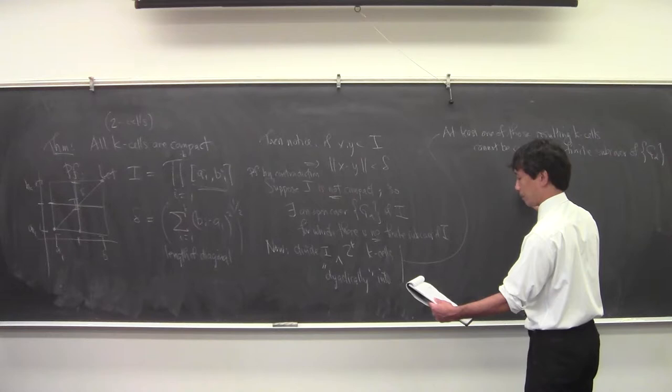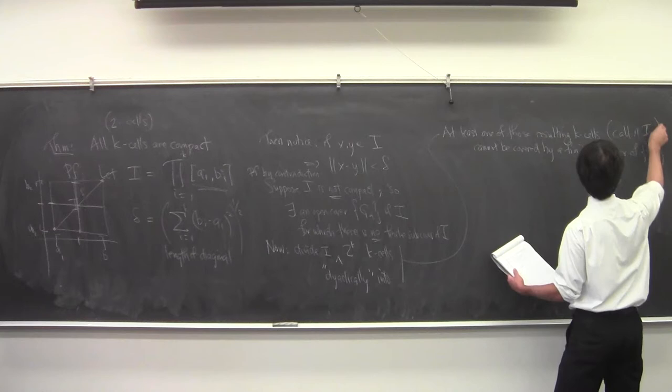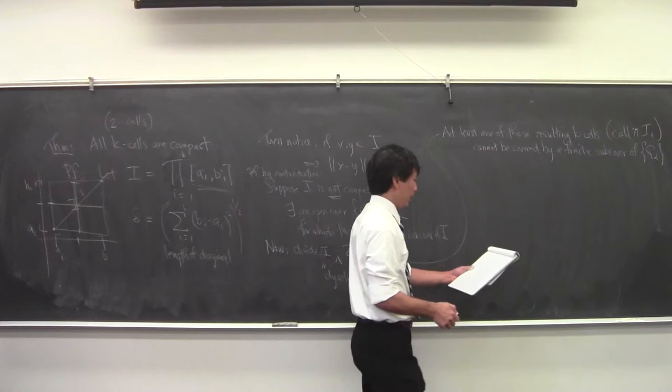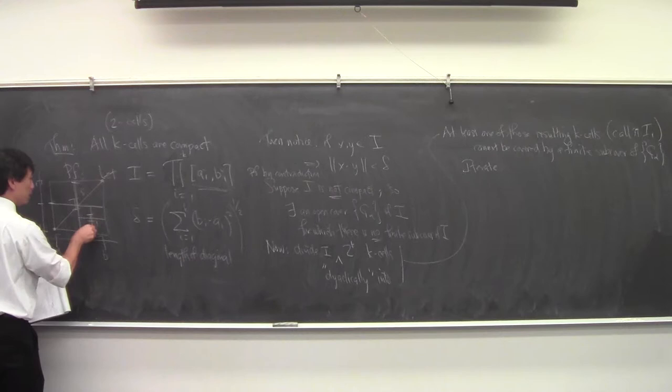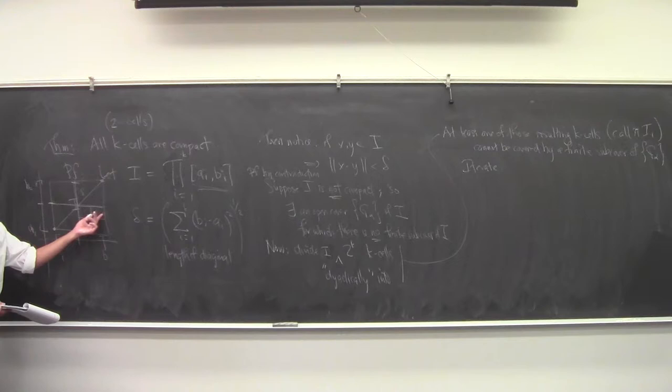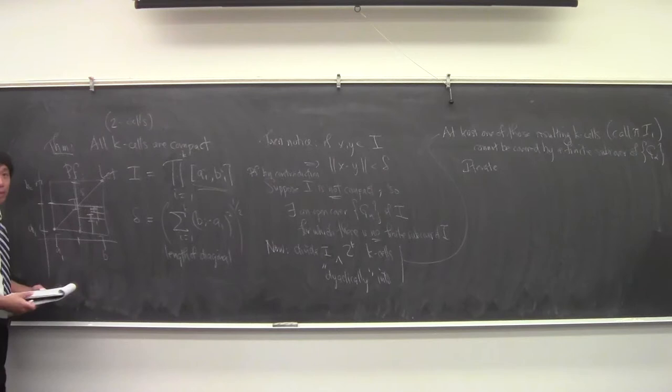So one of those cells, call it I sub 1, cannot be covered by a finite subcover of the G alpha, and then iterate. Let's say it's this one. We call it I1, we dyadically divide it, and we do the same thing. We choose the one that doesn't have a finite subcover, maybe it's this one. We divide that, and we keep going, choosing the ones that don't have a finite subcover every time.